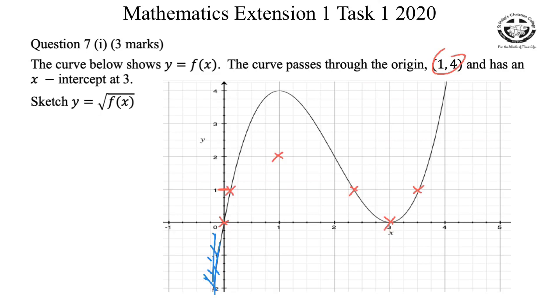To acknowledge here, a nice easy point to map out is if I look at this point up here at 4, 4, well, the square root of 4 becomes 2. So I've got something that looks a little bit like that.